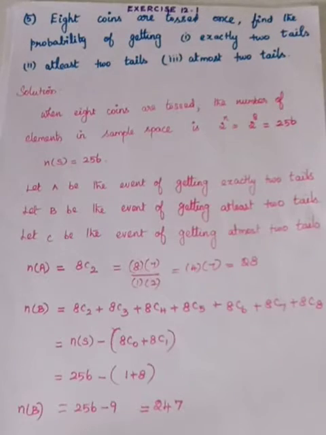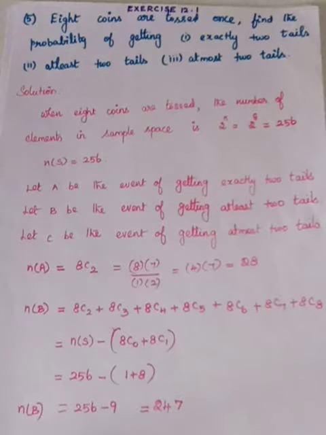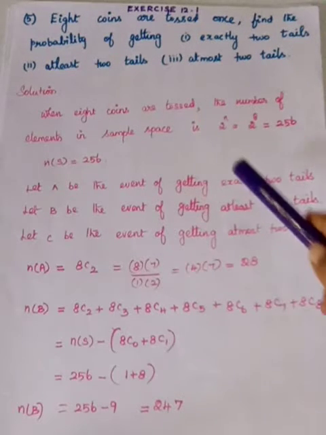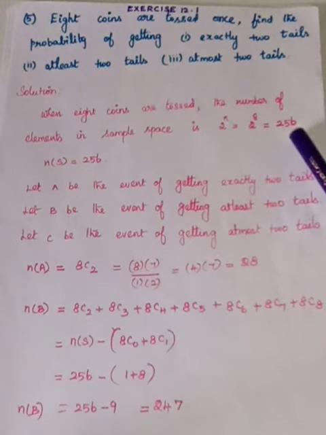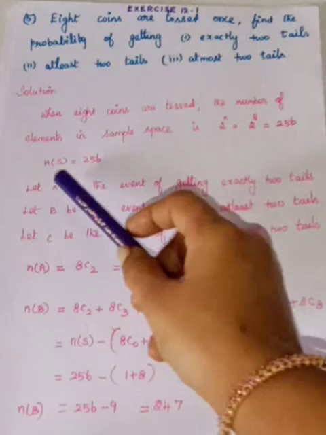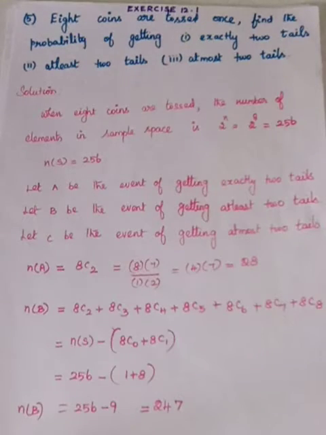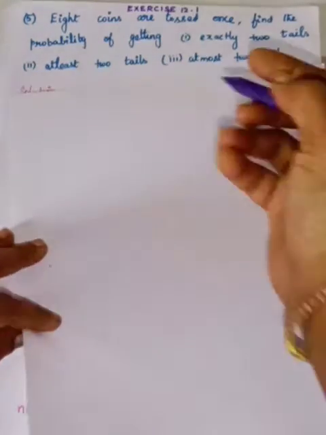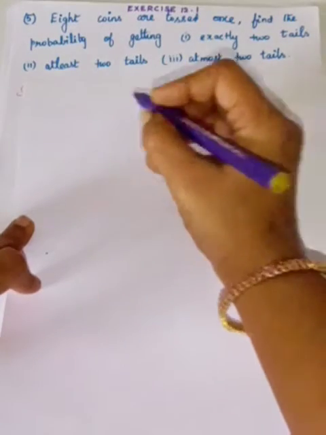Okay, so here when 8 coins are tossed, the number of elements in the sample space, we are using the formula 2 power n. So 2 power 8 is equal to 256. So n of s, the number of elements in the sample space, is equal to 256.